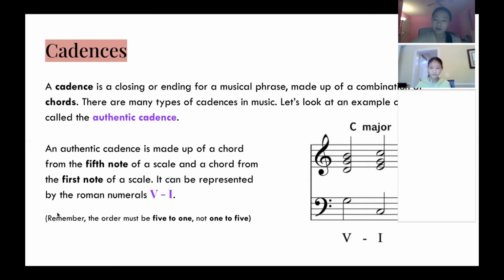And remember, the order must be from 5 to 1 and not 1 to 5, because 1 to 5 is a different one. So just remember that an authentic one means 5 to 1. And if we look at an example here, this is a C major authentic cadence. The fifth note of C major is G, if you count all the way up, C, D, E, F, G. So we build a chord based on the note G. So we get a G major chord, and then followed by a C major chord, because, well, C is the first note of C major, obviously. So it's G to C.